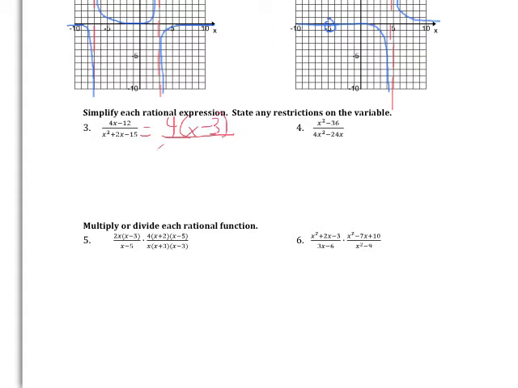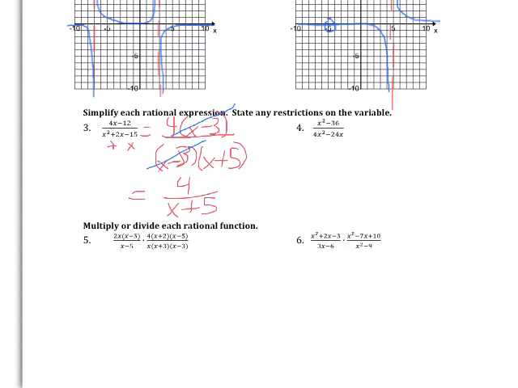The denominator is going to break up into 2 parentheses. So I'm looking for what numbers multiplied make negative 15 that add to be positive 2. And it turns out those numbers are negative 3 and positive 5. And because I've got matching x minus 3's, I can cancel those out and write my final answer as simply 4 over x plus 5.